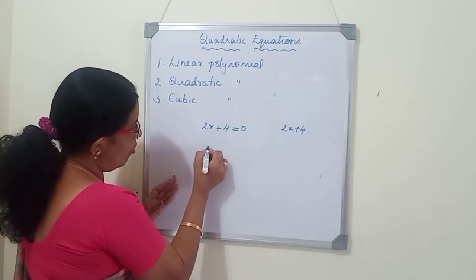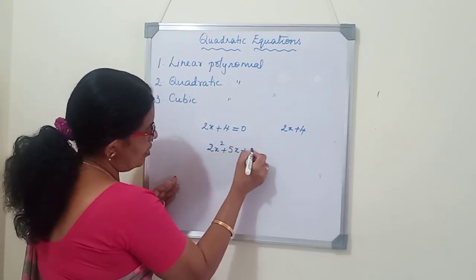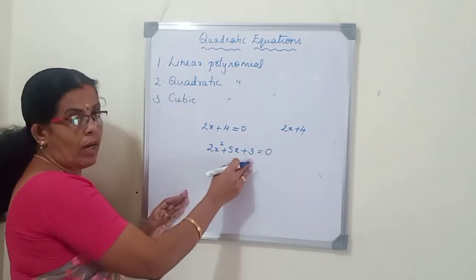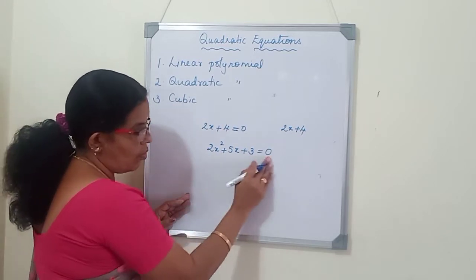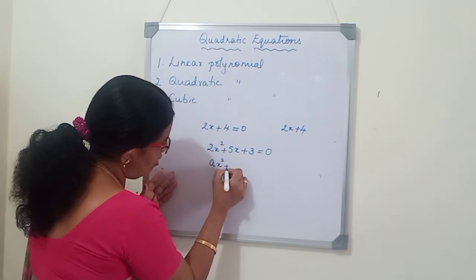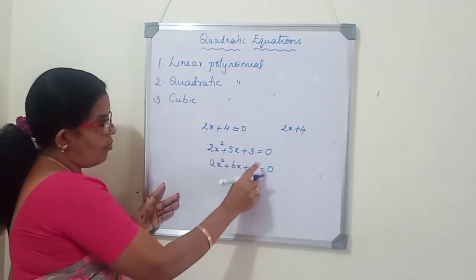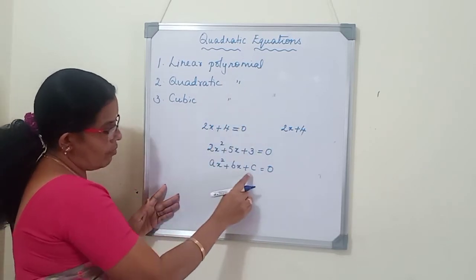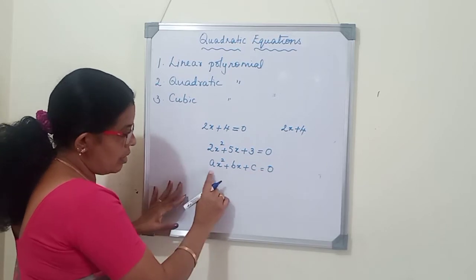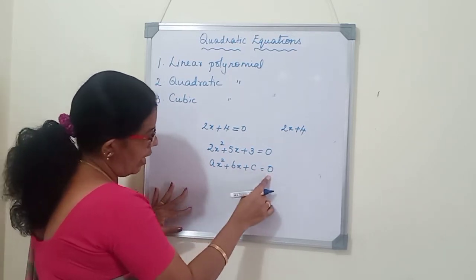In the same way, a quadratic polynomial is 2x square plus 5x plus 3. When we equate it to 0, it becomes a quadratic equation. The general form is ax square plus bx plus c equals 0. The only difference between polynomial and equation is that in an equation we will have an equal symbol. This is the general form where a should not be equal to 0. a, b, c are real numbers.